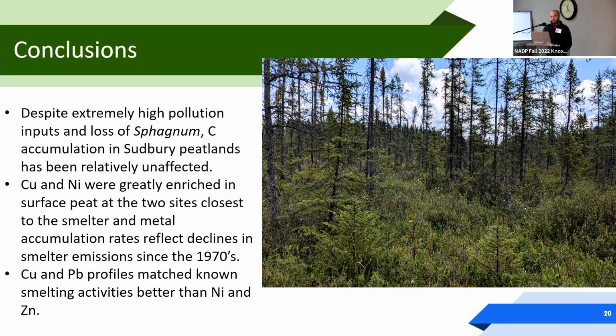And the copper and nickel were greatly enriched in surface peat at the two closest sites to the smelter. And metal accumulation rates reflect the declines in smelter emissions since the 1970s. And copper and lead matched profiles of the smelting activities much better than nickel and zinc.